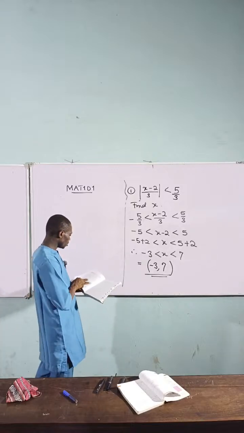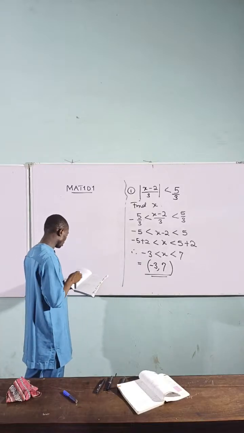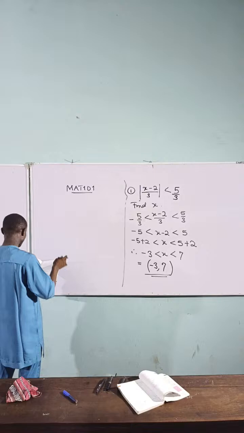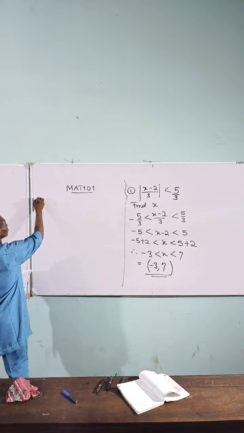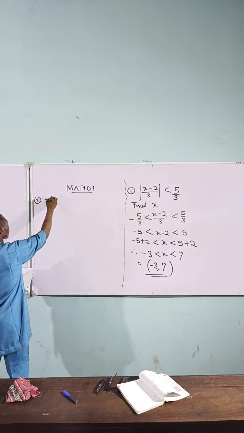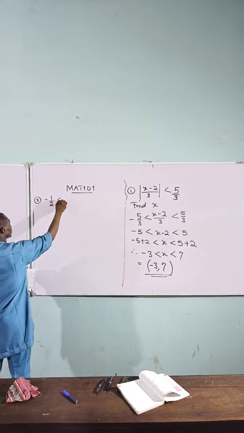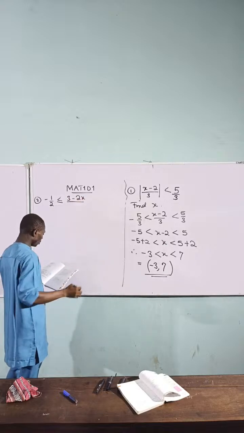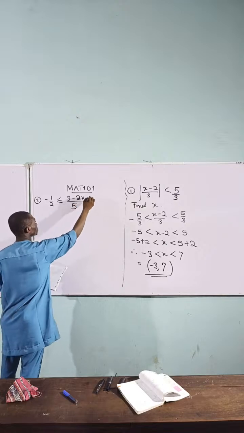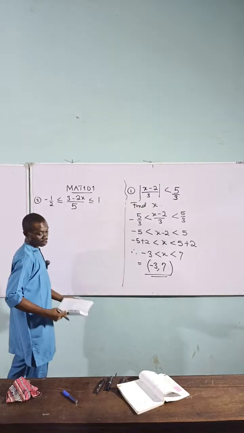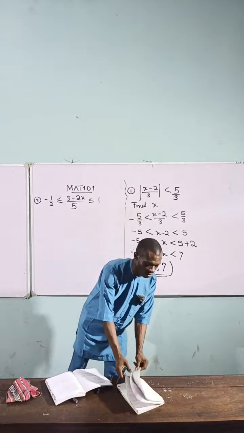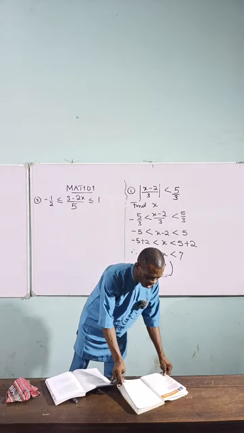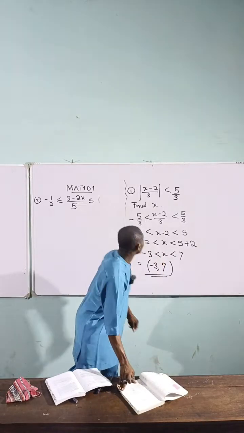All right. So look at this question. This question here says that we have, I think we've done this example somewhere before, that you have 1 minus 1 over 2 is less than or equal to 3 minus 2x all over 5 is less than or equal to 1. I think we have seen this example somewhere, but let's see what we can do with it. And of course, you are being asked to find the value of x.